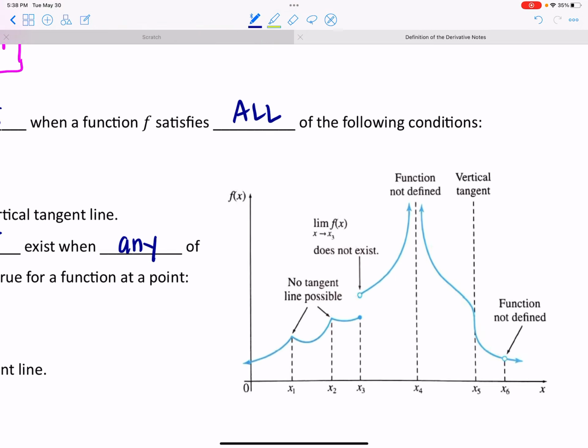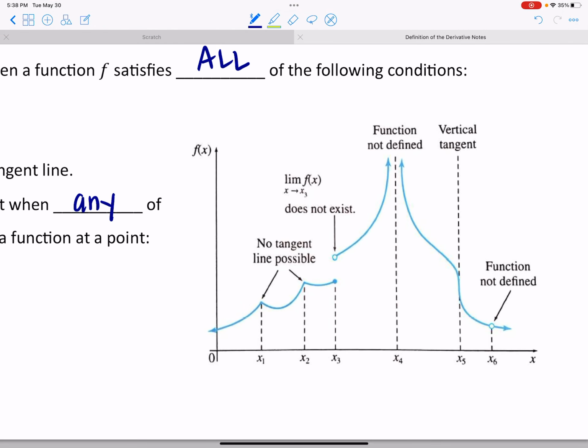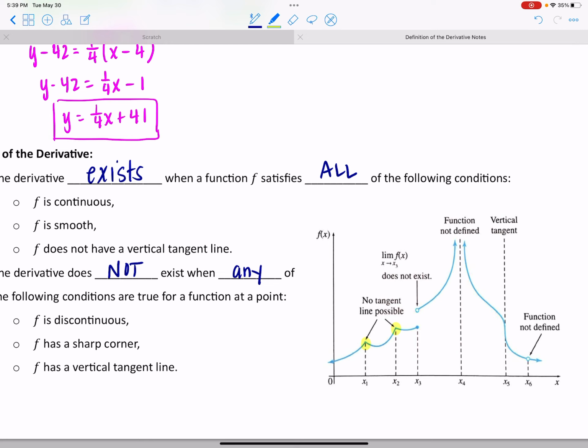So if you look at the picture, we have some places where we would not be able to differentiate because one of the three conditions applies. So we're looking at here a sharp corner, a sharp corner. Any of those sharp corners disqualify us from being able to differentiate. If we have a discontinuous function, that means our limit isn't going to exist, right? That's why we use this as a disqualifier. So if it's discontinuous, like we have here, again, not going to be able to differentiate.